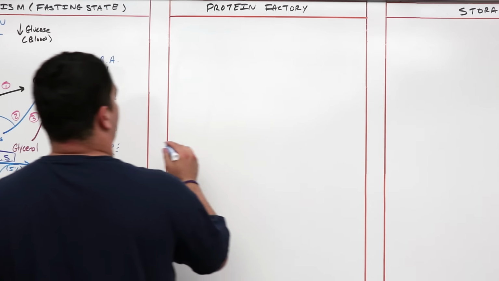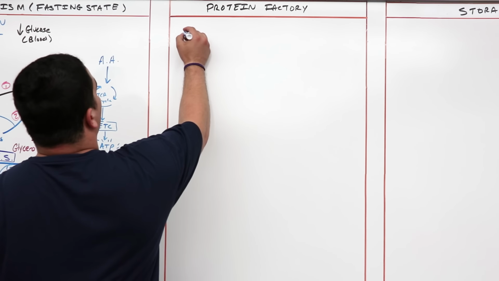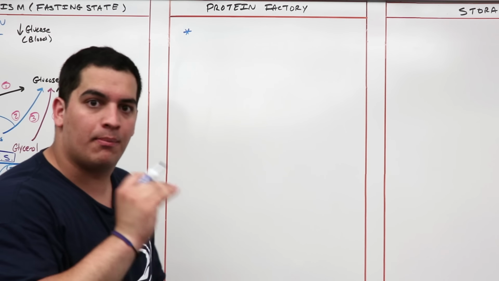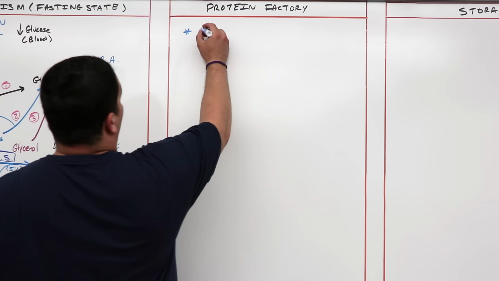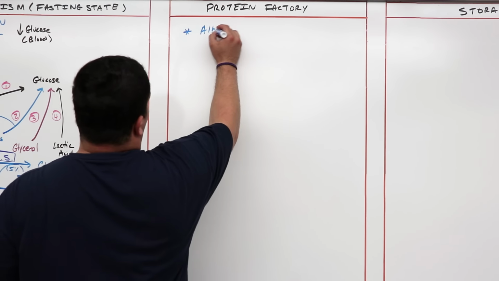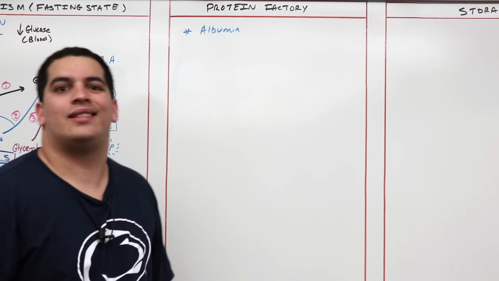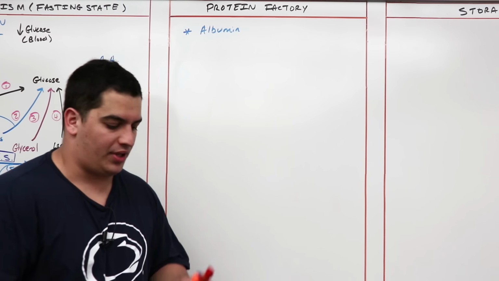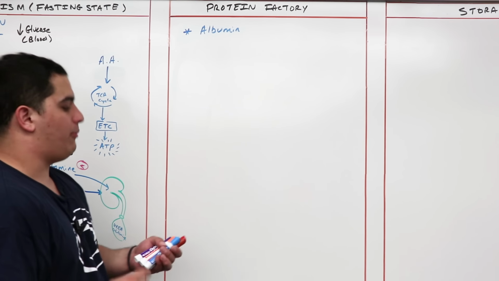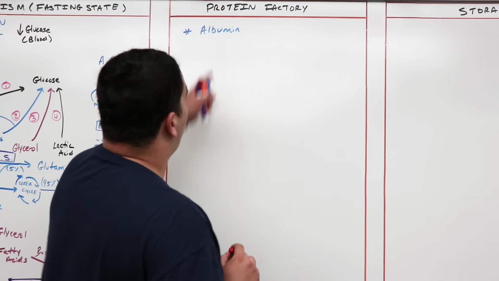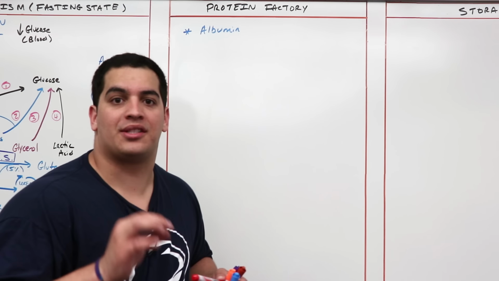So what are some of the proteins here? Out of all of these, guys, don't forget this one. This is the most significant protein that the liver makes, and this is called albumin. You guys already know that albumin accounts for like 60% of your plasma proteins. Now, what is the function of albumin? Albumin maintains your osmotic pressure.